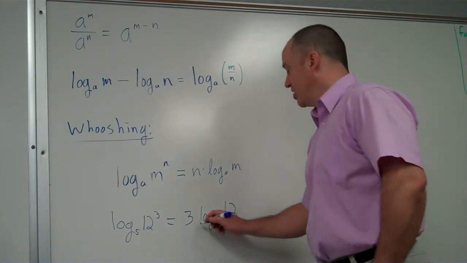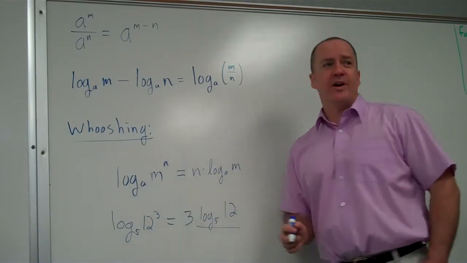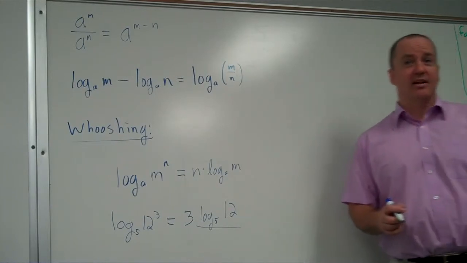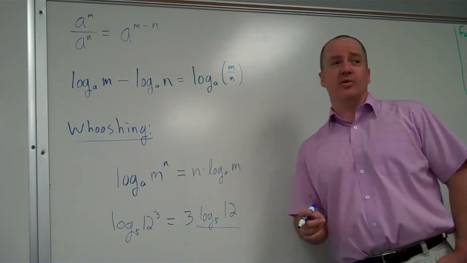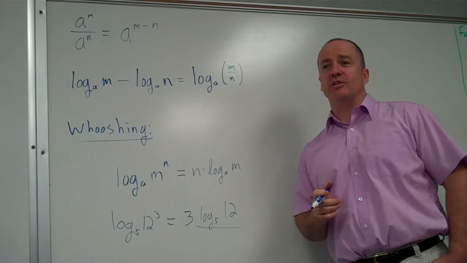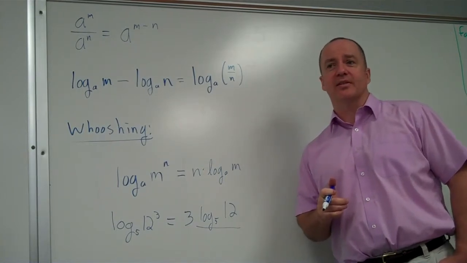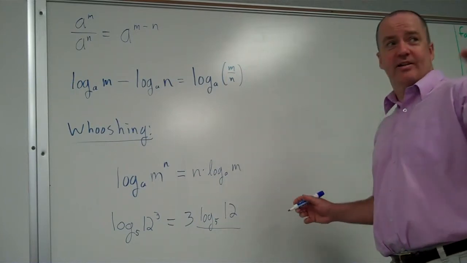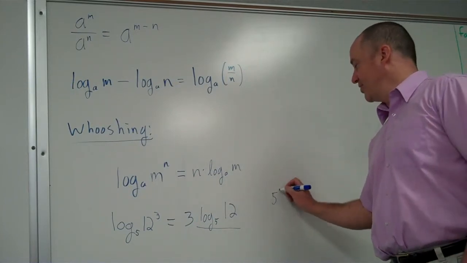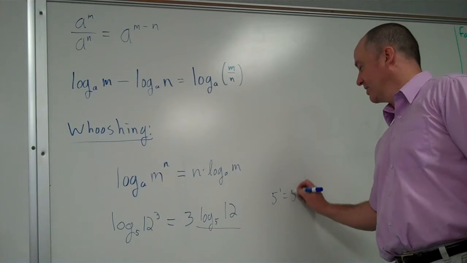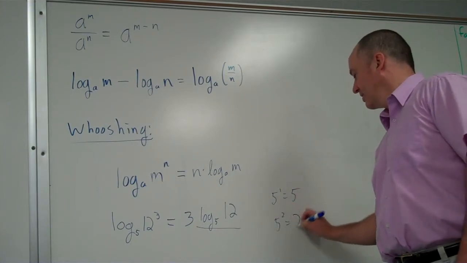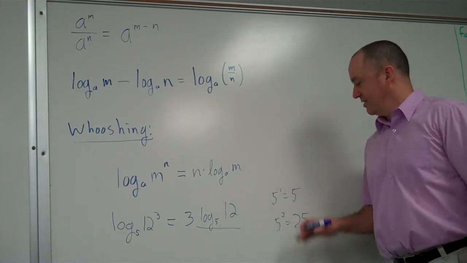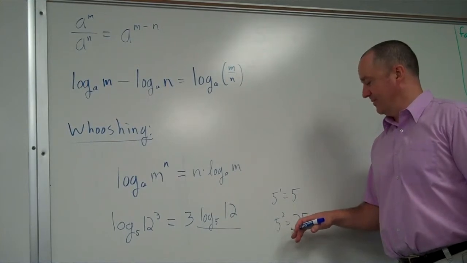Okay? What is log base 5 of 12? I don't know. I've got some guesses, though. I can tell you it's between 1 and 2. Anyone have any idea how I know it's between 1 and 2? Because 5 squared is 25, and 5 to the first is 5. And 5 to the second is 25, so it can't be any bigger than 2. It can't even be 2. Right. And it can't be 1.